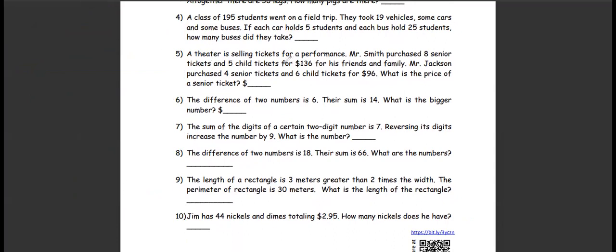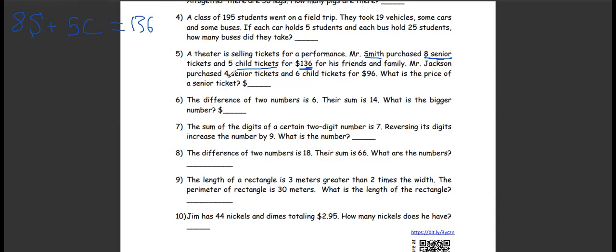A theater is selling tickets for a performance. Mr. Smith purchased 8 senior tickets and 5 child tickets. So 8 times the price of a senior ticket plus 5 times the price of a child ticket will be equal to $136 for his friends and family.